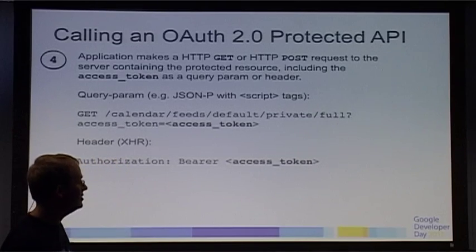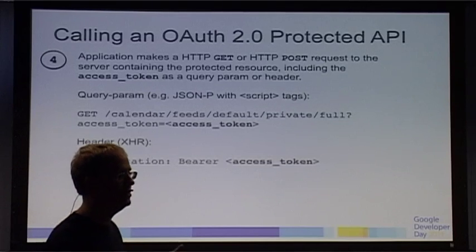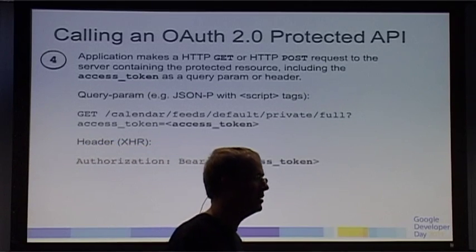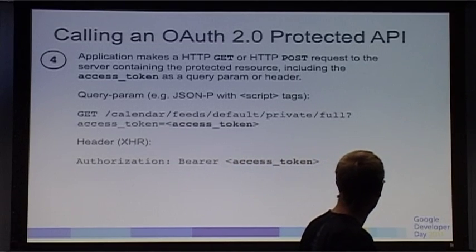But you pass the access token clear in the URL or in this authorization header, and it's known as a bearer token because all you need to do is present that token and you'll have access to the APIs that were granted access to you by the resource owner.